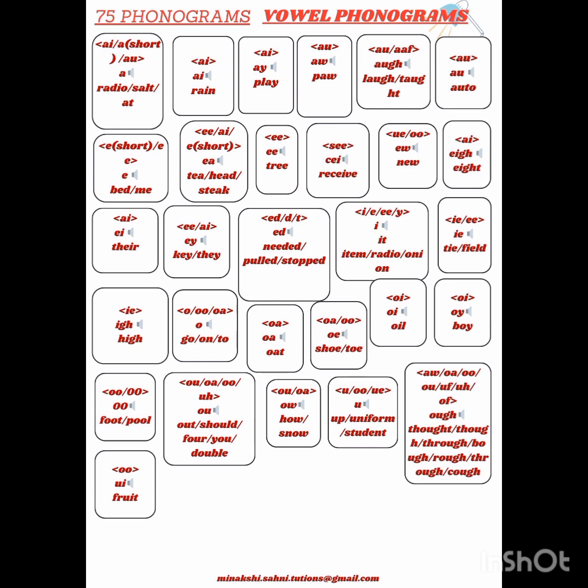Next is EW. EW making a U sound or a short U sound. New. Or sometimes in British English they say new also. Okay. Next is EIGH, making a long A sound, like eight. So here you can see that A is just not making long A sound, but EIGH combination of letters also is making a long A sound. Next is EI. EI making a long A sound as in there. Next is EY, making a long E sound and a long A sound as in key and they.